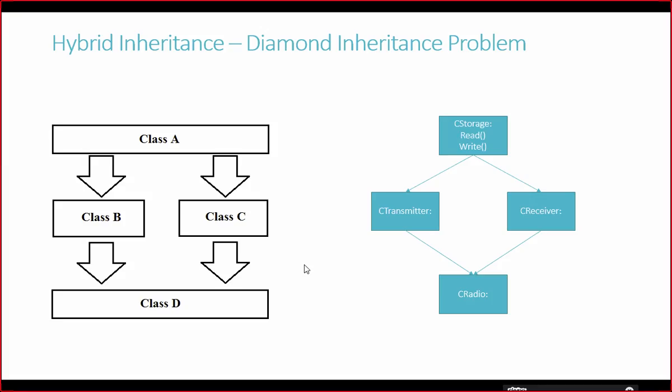So there is another thing called hybrid inheritance. And also I want to talk about the diamond inheritance problem. We will get some problems when we do this kind of inheritance. Suppose we have a base class called storage, which has two functions, read and write. There are two classes deriving from storage, transmitter and receiver. So these two are the child classes of storage class. And then say radio will have both transmitter and receiver, so it will do multiple inheritance from both. The problem here would be, let me show you.